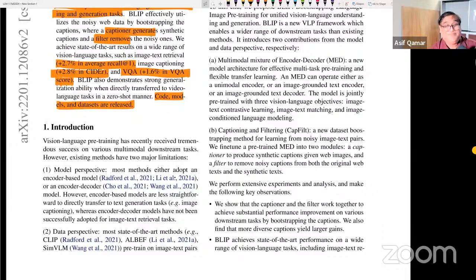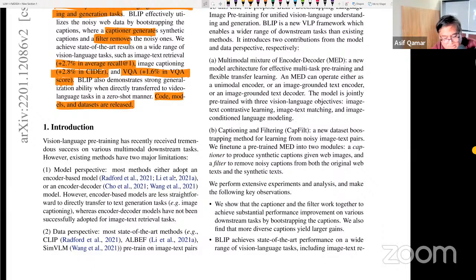And CLIP. Yes, we did CLIP. Or you use an encoder-decoder model. However, encoder-based models are less straightforward to directly transfer to text generation tasks. See, encoder-based models can be used for text generation, but they do poorly. You don't use BERT to chat, right? For example, those are decoder models.